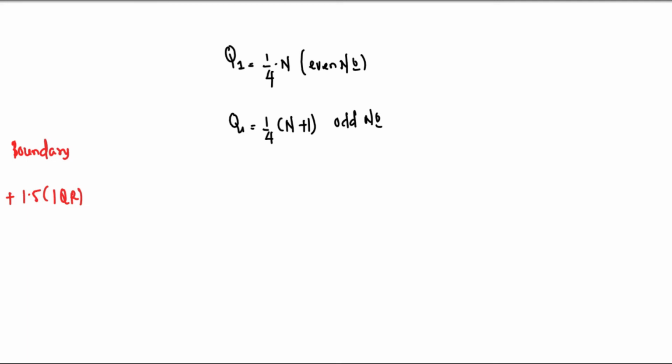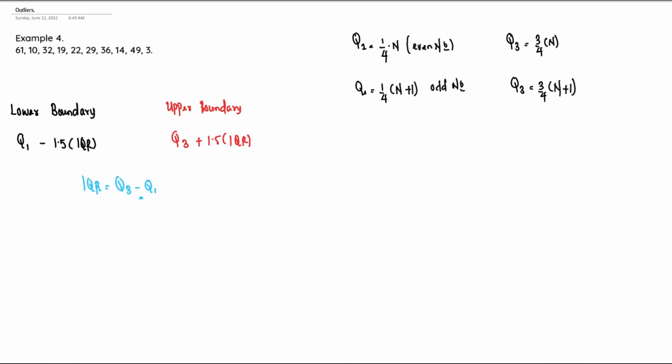of data sets. For the third quartile, Q3 equals 3 over 4 times n. We use this when we have an even number of values, and we have Q3 equals 3 over 4 into brackets n plus 1. So we use this variation when we have an odd number of data sets or odd number of variables in our data set. So that being said, we have to count the number of variables we have in our data set.